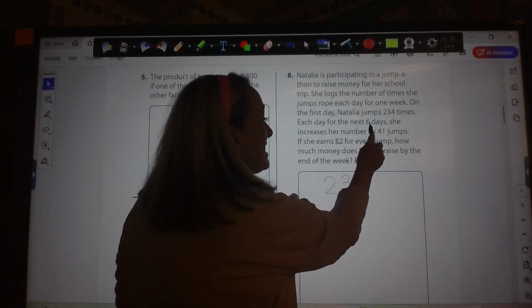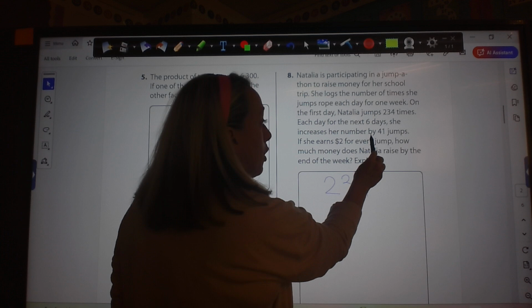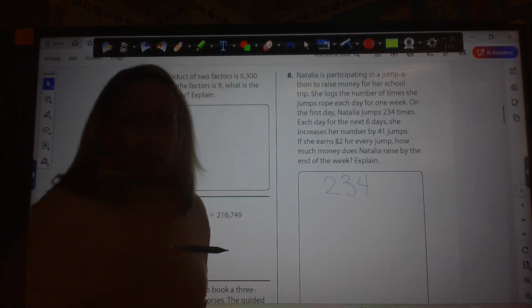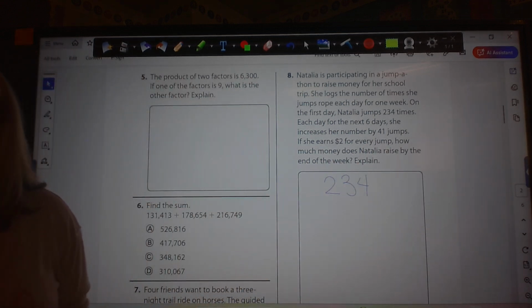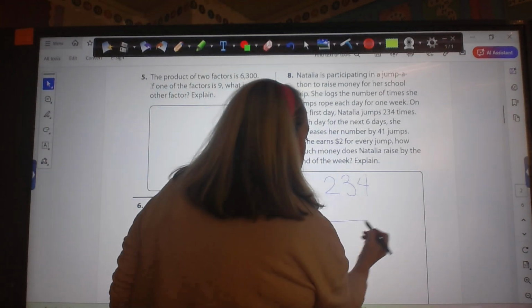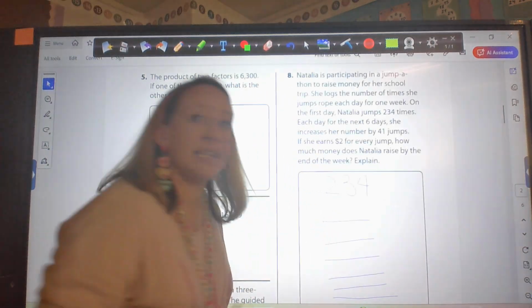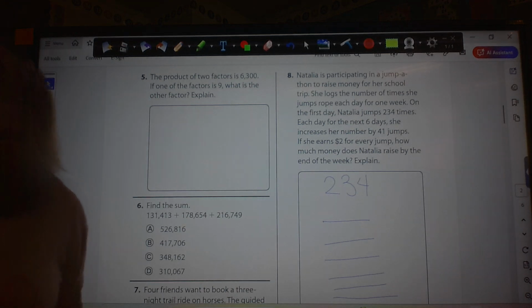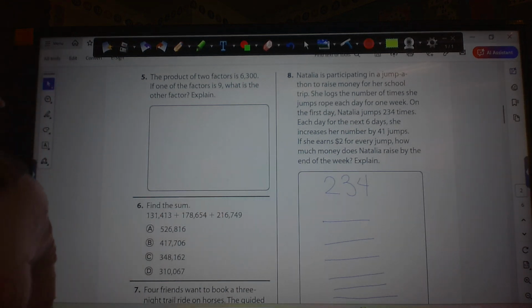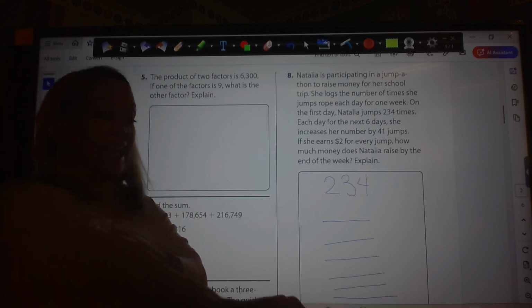Each day for the next 6 days, she increases her number by 41 jumps. Okay, each day she increases her number by 41. So, for the next 6 days, we need 1, 2, 3, 4, 5, 6 more days, okay? We know we have to fill in those blanks. If she increases her jumps by 41, John Luke, how many did she jump the second day?